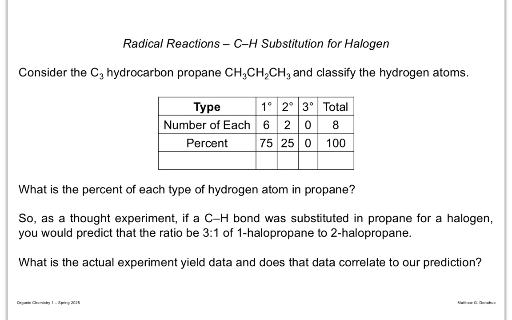So let me just, do I have it on here? Yeah, the important thing is right there. That's the prediction, just based on the theoretical analysis. But what are the actual yields? And we can do some empirical math that's going to show us that secondaries are more reactive than primaries.